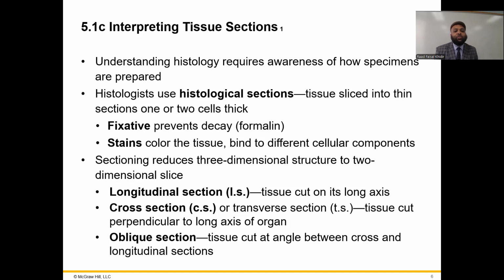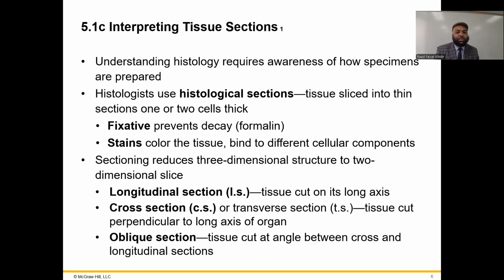So the sectioning reduces the three-dimensional structure to a two-dimensional slice. That sectioning enables us to examine the structure and the function of the tissue from 3-dimension into 2-dimension. So for example, there is a longitudinal section. In this longitudinal section, you would have a tissue, and the tissue will be cut on its long axis.